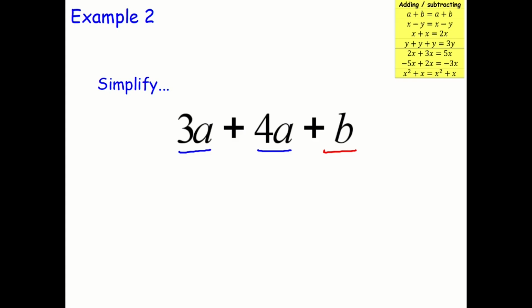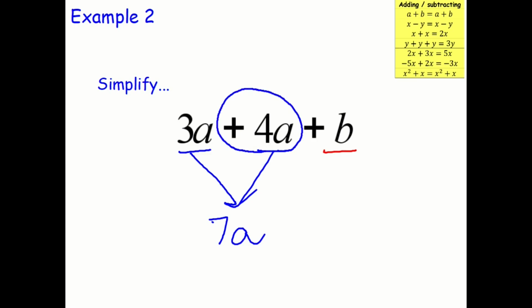So what can I collect together? Well, I can collect together my 3a and my 4a. And together they would give me 7a. It's worth mentioning at this point that this plus sign is associated with this 4. What's the sign in front of this one? Well, if there's no sign, it automatically means it's a positive. So I've got positive 3 plus 4 gives me positive 7. I could put a positive there if I wanted to, but you don't need to.